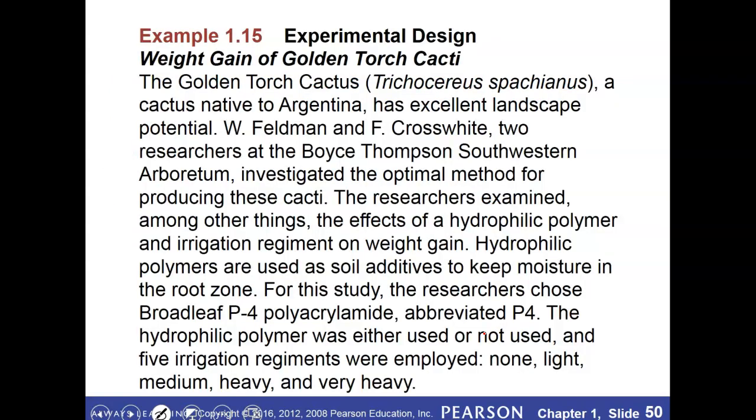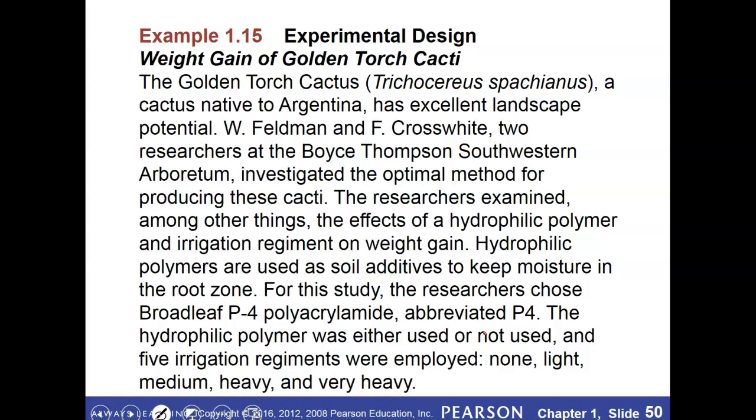All right, so let's take a look at a different experiment and talk about a situation where levels do come into play. So there's a golden torch cacti. The golden torch cacti is a cactus native to Argentina. It has excellent landscape potential. So we had these 2 researchers at the Boyce Thompson Southwestern Arboretum investigate the optimal method for producing these cacti.